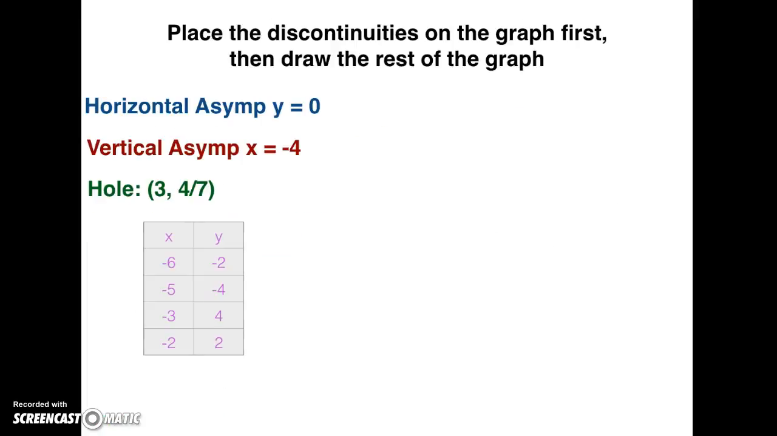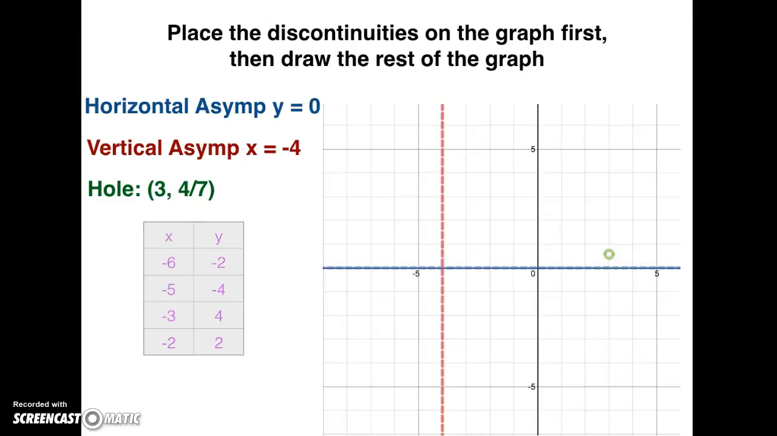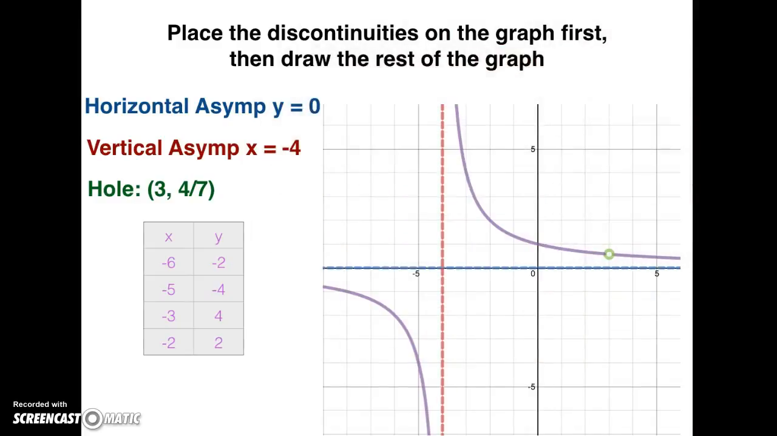When I graph, I'm going to place the discontinuities on the graph first. So that means my horizontal asymptote, my vertical asymptote, and the hole. A hole on the graph is indicated by an open circle. And then I plot all the points and connect my curves. Make sure that you don't cross through the hole at 3, 4 over 7. And make sure you don't cross through your vertical or horizontal asymptote.